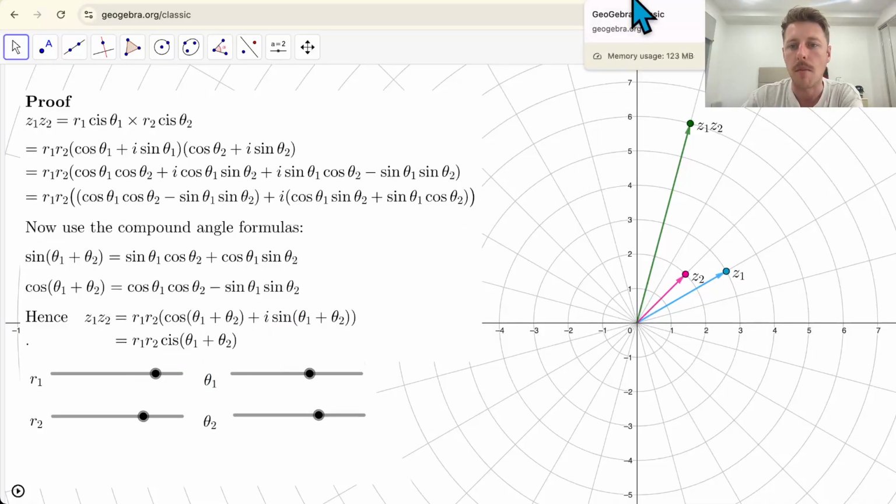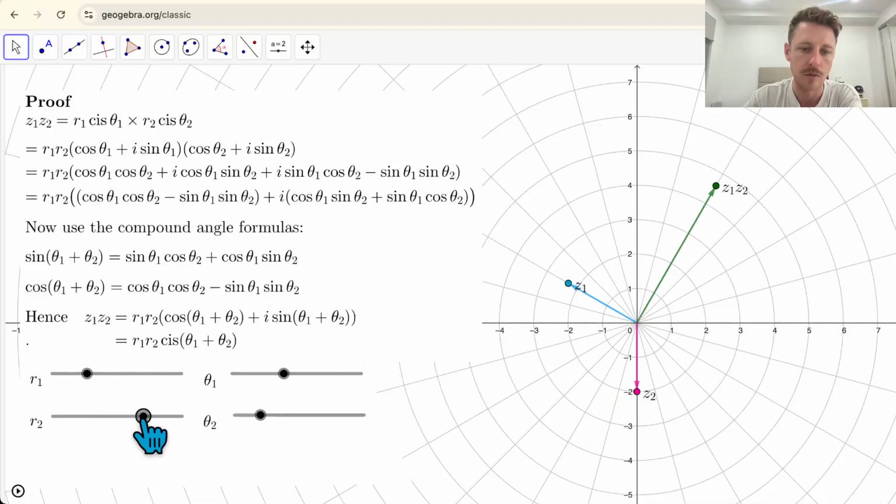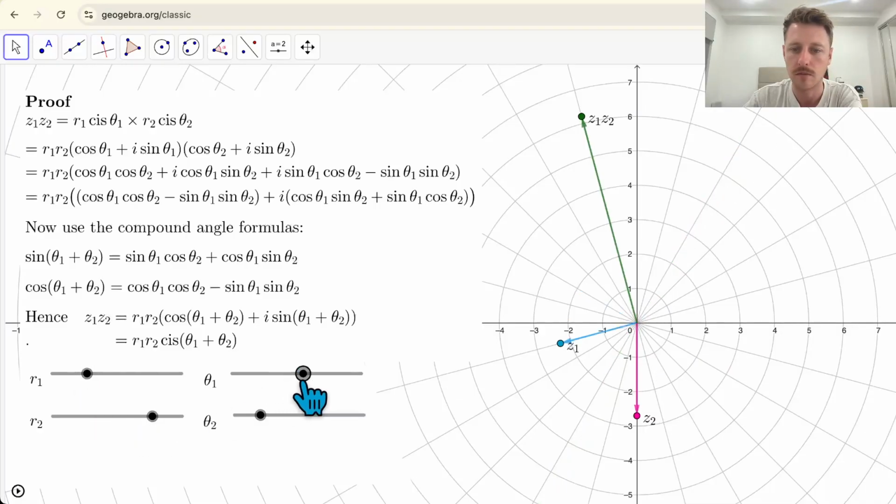Okay, next thing. And I should show you this. This is just the same as what was on the previous one. When you multiply them, the green one is the resultant vector. I keep saying vector, the resultant complex number. It's just very convenient to think of them as vectors.